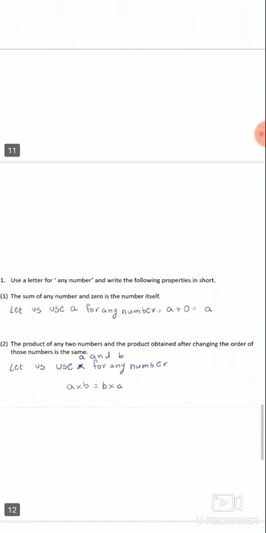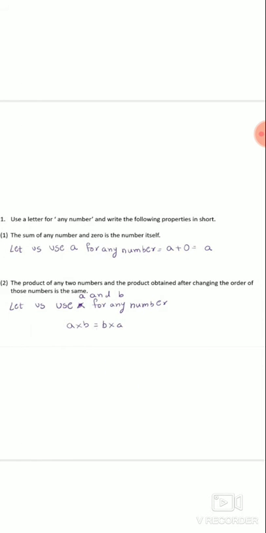Okay. Now see question number one. Use a letter for any number and write the following properties in short. The sum of any number and 0 is the number itself. Let us use A for any number. For any number added to 0, the answer is itself. So A plus 0, the answer is A.